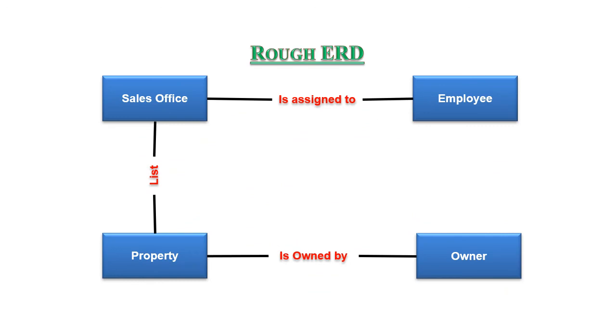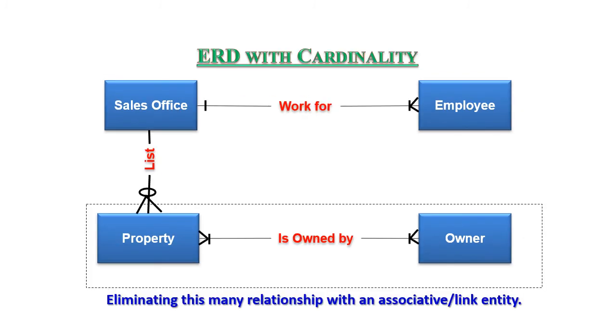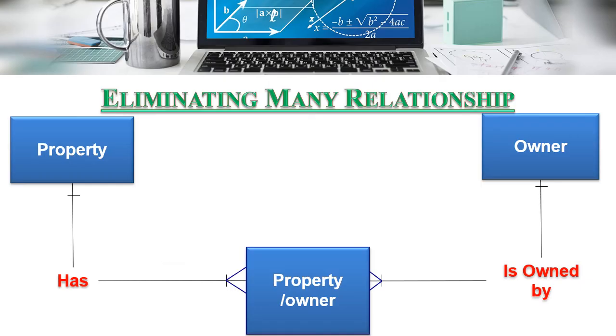We can see here the rough ERD with the sales office, the employee, the owner, and the property. The ERD with cardinality: sales office, employee, property, and owner, and their relationships. Eliminating the many-to-many relationship with an associative link entity, as shown in this picture.